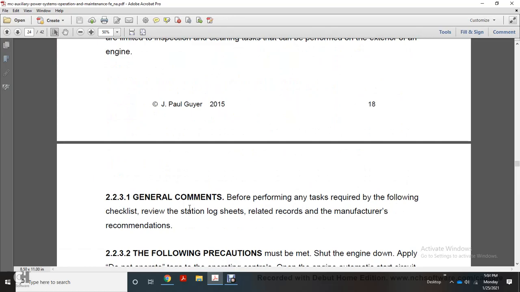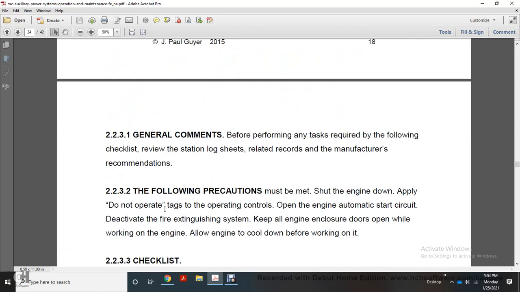General comments before performing any task described in the following checklist. Review the station log sheet and related records of the manufacturer recommendation. The following precautions must be met. Shut the engine down. Apply the do not operate tags to the operating controls. Open the engine automatic start circuit to deactivate the fire extinguishing system. Keep all engine enclosure doors open while you work on the engine. Allow the engine to cool down before working on it.